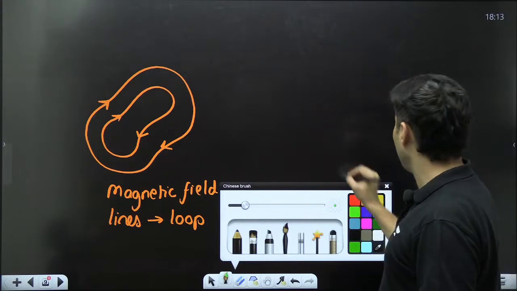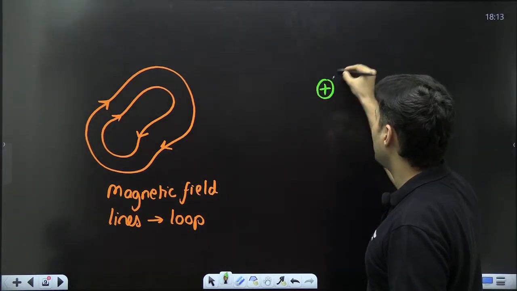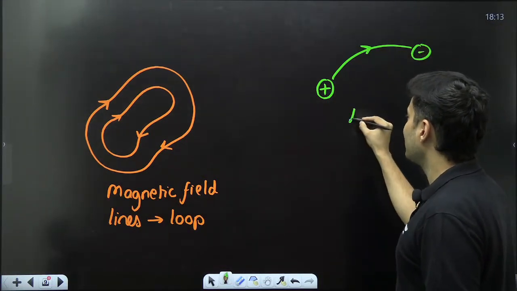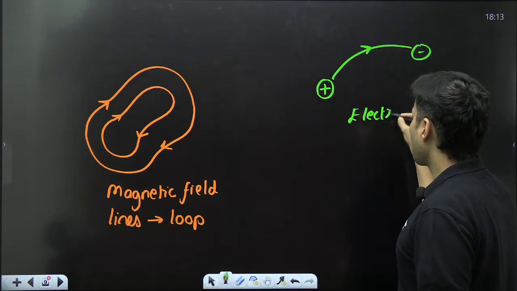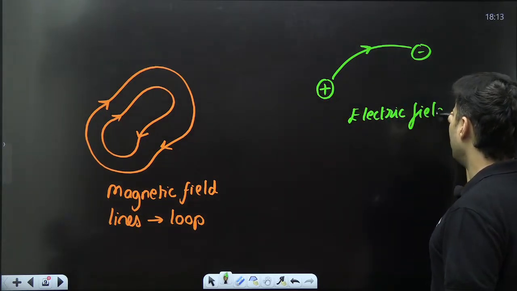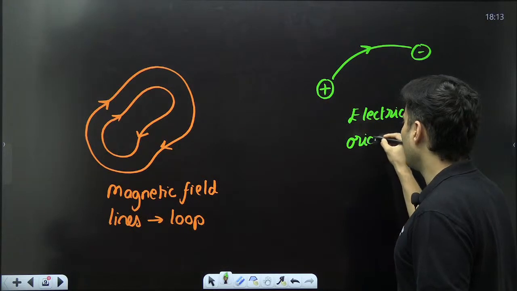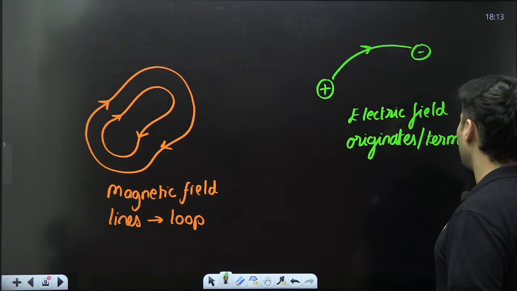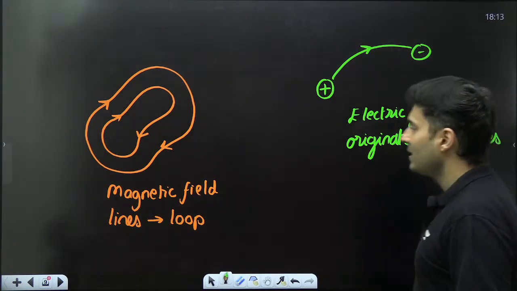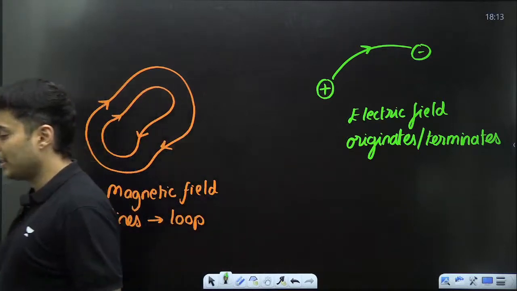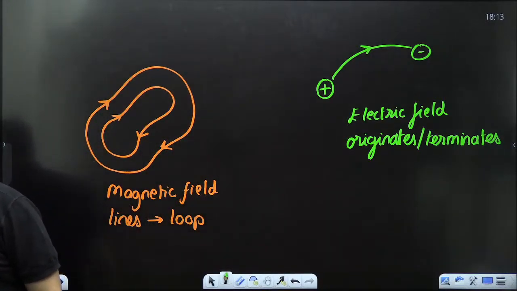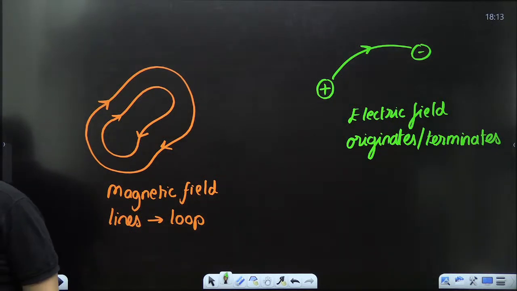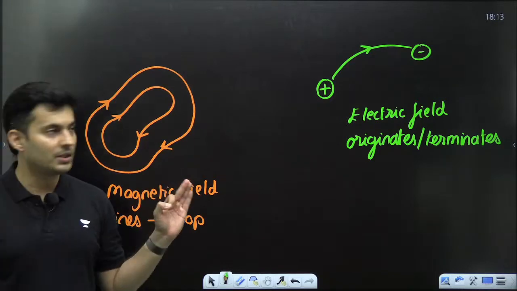But electric field lines, we know that if you take a positive charge, they start from the positive charge. If you take a negative charge, they end over here. So that is different. In electric field, lines originate as well as terminate at different points, but magnetic field cannot do that. Is that right? Everybody with me? Understood? This is one major difference between magnetic field and electric field. Keep this in mind, my dear students.